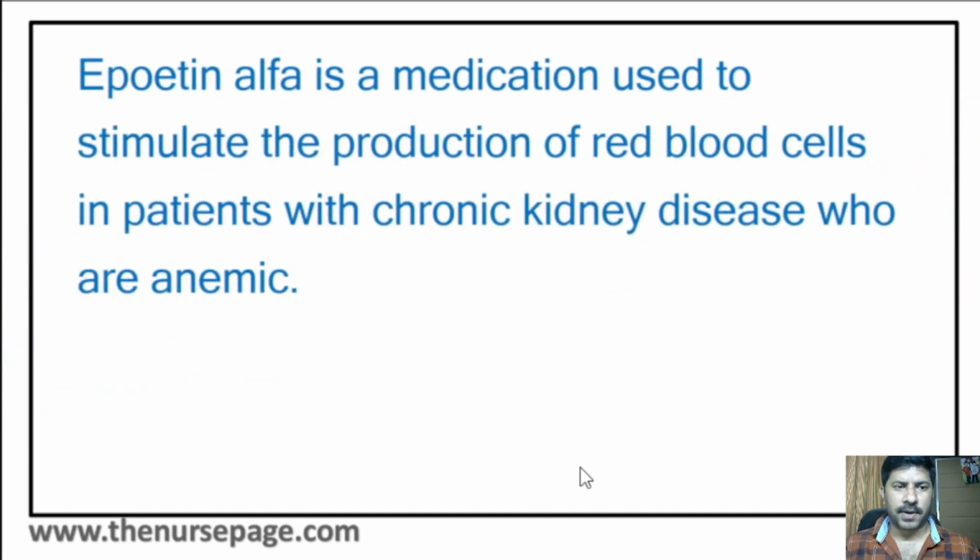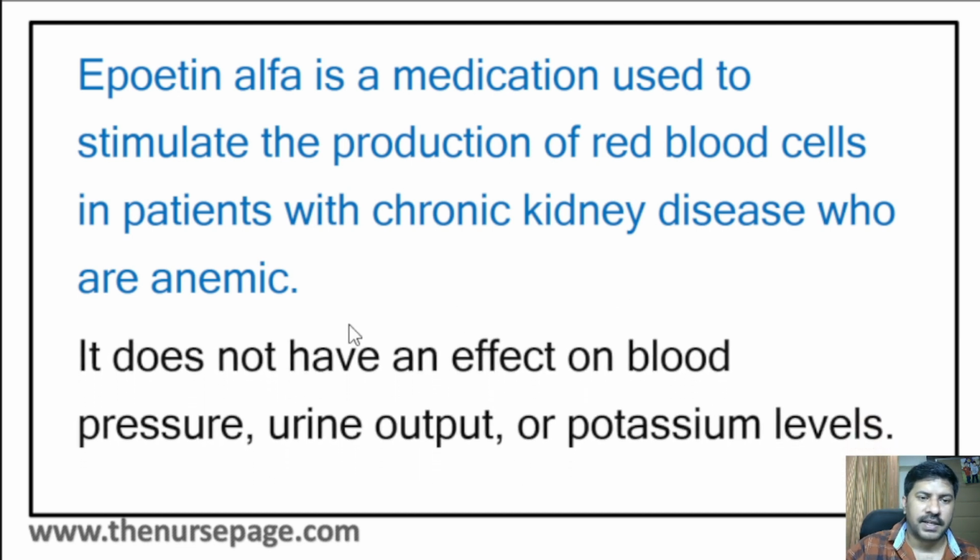Usually erythropoietin is produced in the kidney. When CRF or chronic renal failure is there, the erythropoietin production will be low, so it will not produce adequate RBCs. In those cases we need to administer additional erythropoietin supplements, then only RBC production will increase. Epoetin alpha is a medication used to stimulate the production of red blood cells in patients with chronic kidney disease who are anemic. It does not have an effect on blood pressure, urine output, or potassium levels. These are the other options. So I think it is clear.